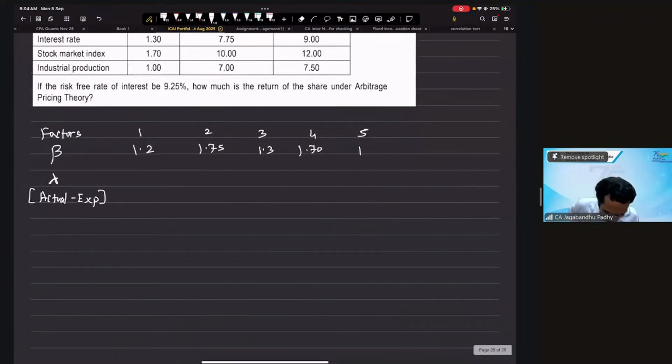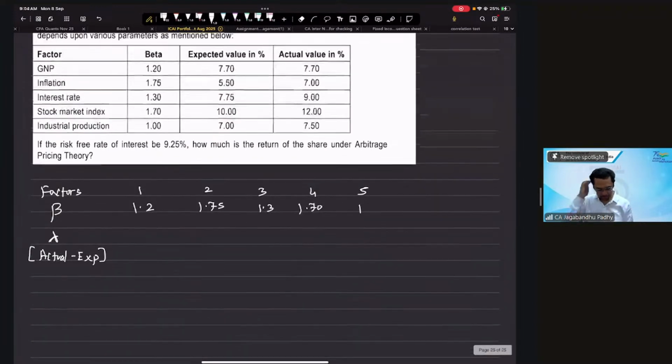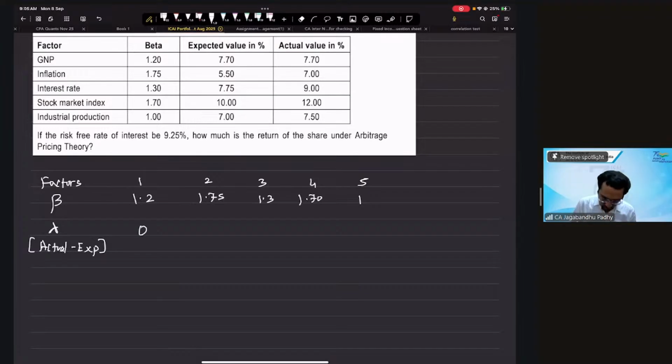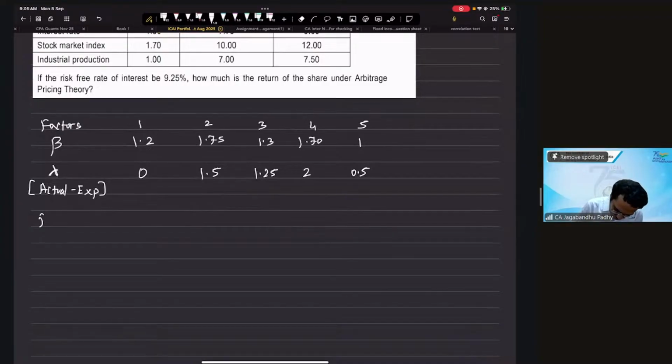So, what is lambda 1, guys? 0. Lambda 2. 1.5. Yes. Lambda 3. 1.25. Lambda 4. 2. Lambda 5. 5 minus 0. 0.5. Yeah.